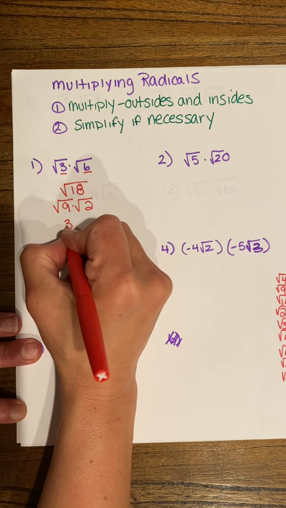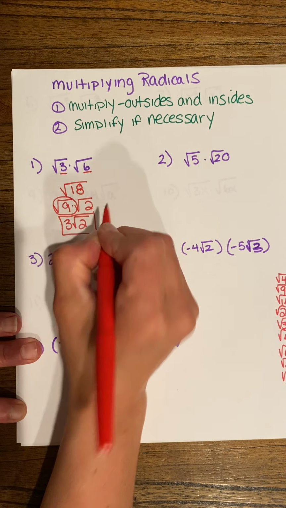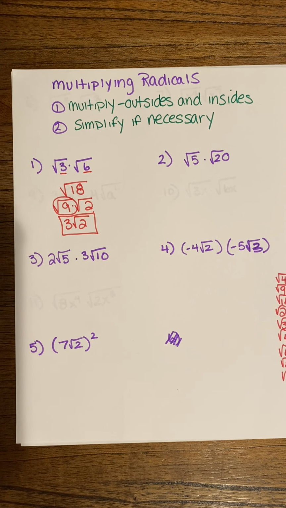The square root of 9 is 3. Remember, we simplify our perfect square. Final answer, 3 rad 2. So that's it. You're going to multiply and then check to see if you can simplify.